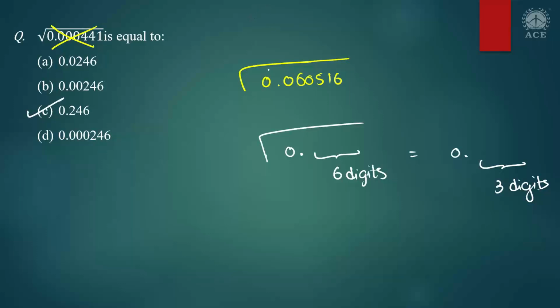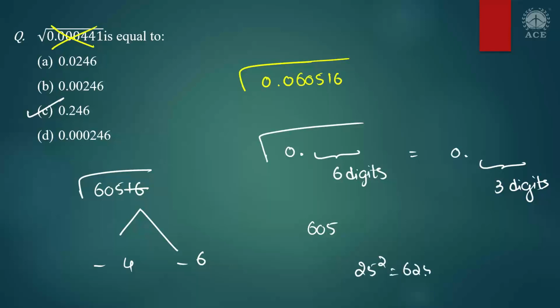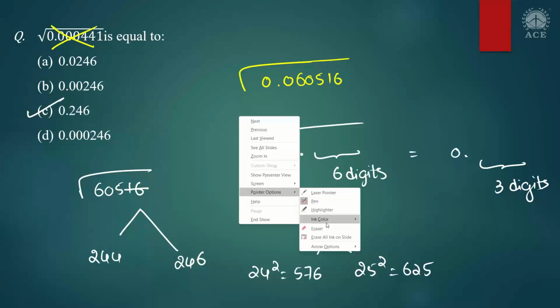So I'm not finding the square root of 60516 also. You can also try it: square root of 60516, 16 means it may end with 4 or it may end with 6. Two possibilities. Then 605 is between 24 square, which is 576, and 25 square, which is 625. We should go with the lower one, 244 or 246. One among these we should decide. Now, 605 is close to which one?